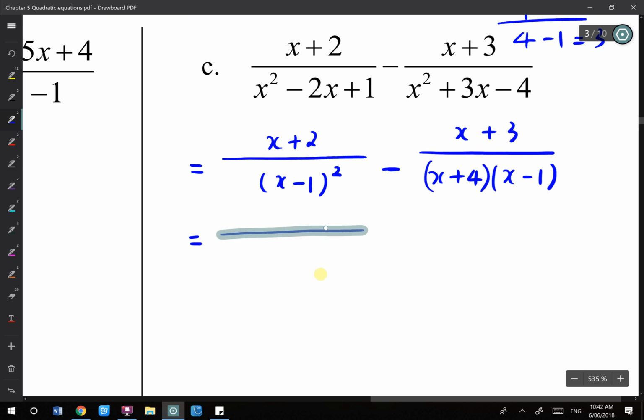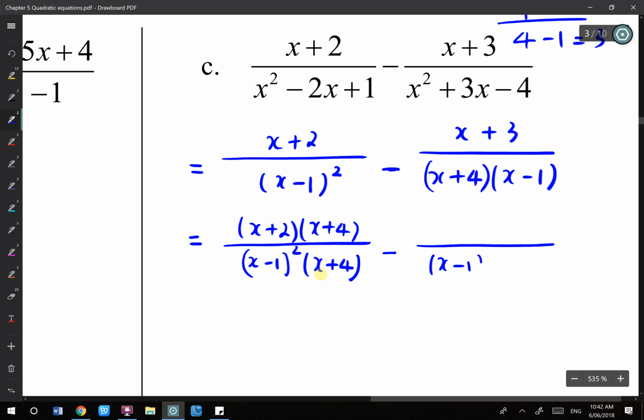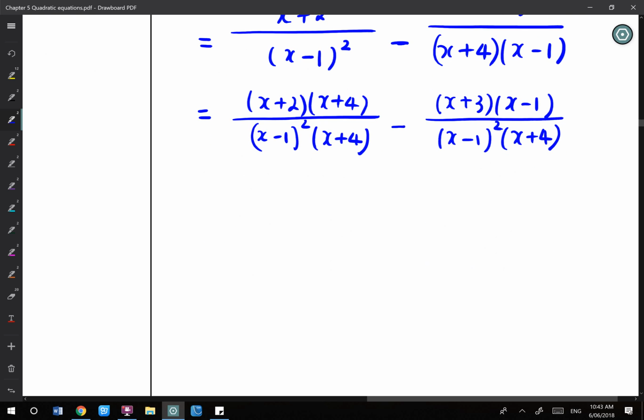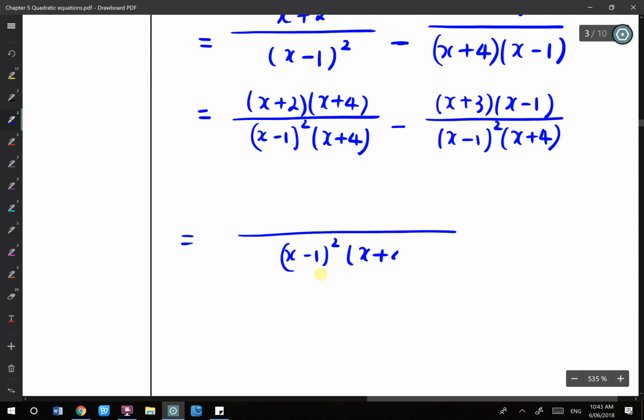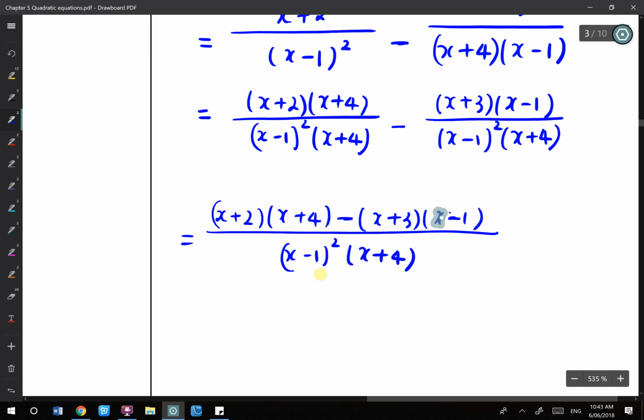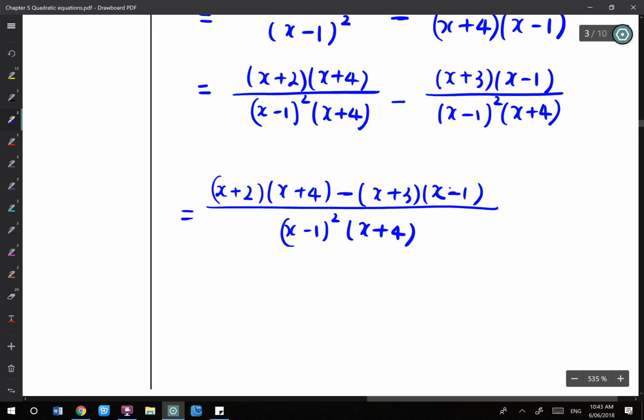So for this one, I have x minus 1 squared times x plus 4 on the denominator. Therefore, on the numerator, I need to times x plus 4 as well. For the second one, I have x minus 1 squared and x plus 4 at the bottom, so I have times x minus 1 on the bottom already, so I need to times another x minus 1 on top. Now I have the same denominator, x minus 1 squared and x plus 4. For the numerator, I write another step: x plus 2, x plus 4, minus x plus 3 and x minus 1. I put them in this form first.